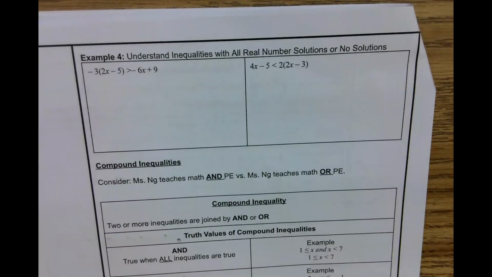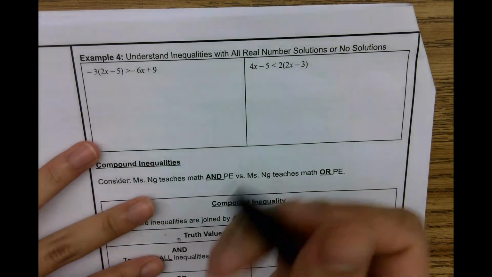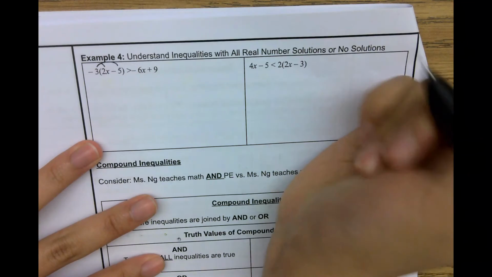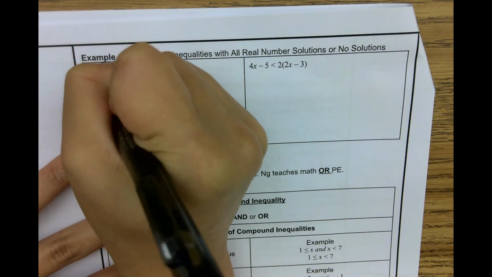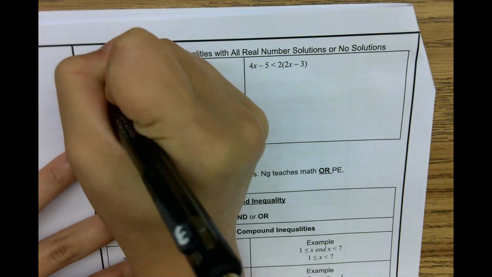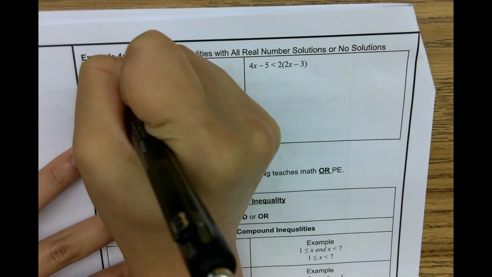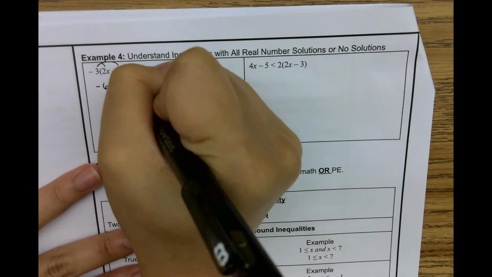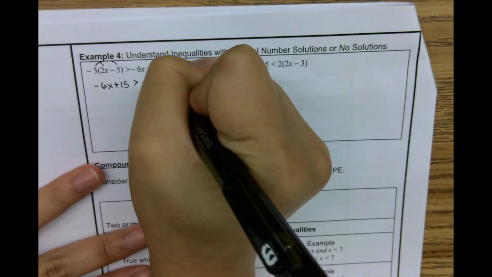Same thing as usual, we are going to start by distributing here. Negative 3 times 2x gives me negative 6x. Negative 3 times negative 5 gives me a positive 15. Greater than negative 6x plus 9.